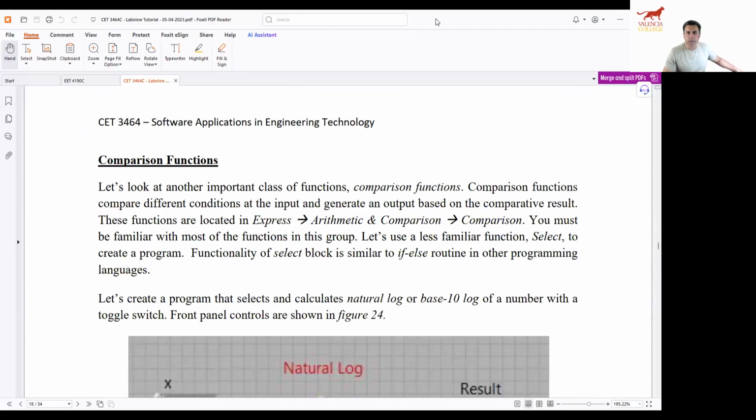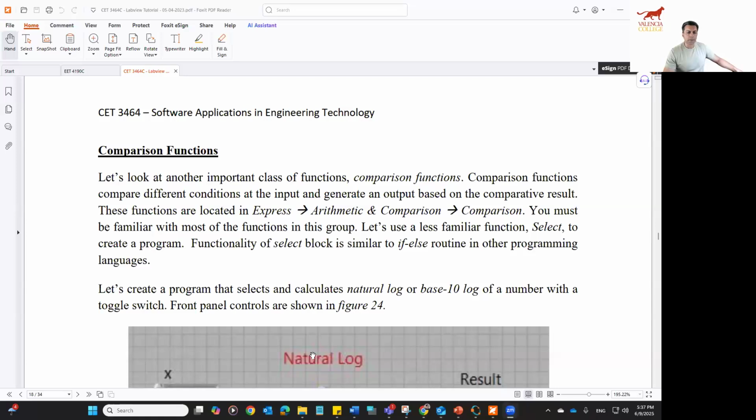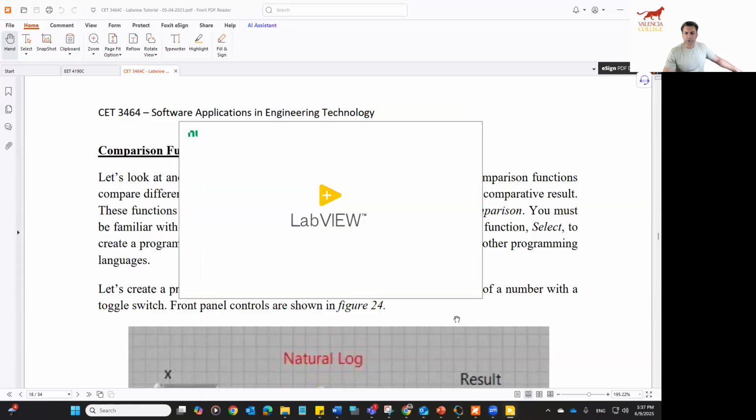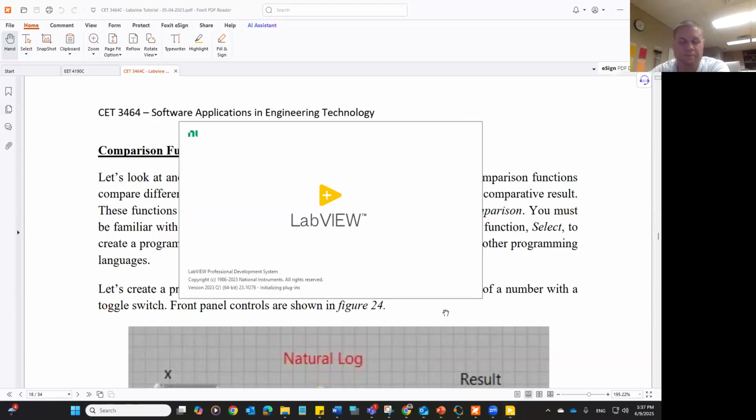Okay. So let's open LabVIEW. Let me share my whole screen. I'm only sharing my PDF file. Share whole screen. Let's go to LabVIEW. Is LabVIEW working for everyone? Robert, is your LabVIEW working? It is working. Okay, good.